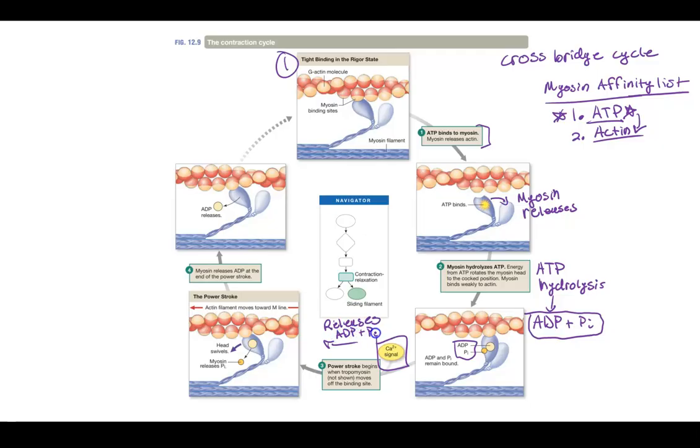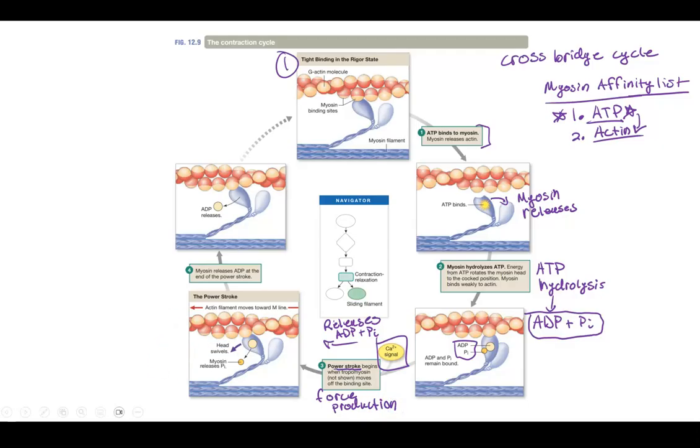ADP plus inorganic phosphate, and this pulls myosin back to its original position, but because myosin is holding on to actin, it also pulls actin. And this is called the power stroke. So this is where myosin is pulling on actin. This is force production.